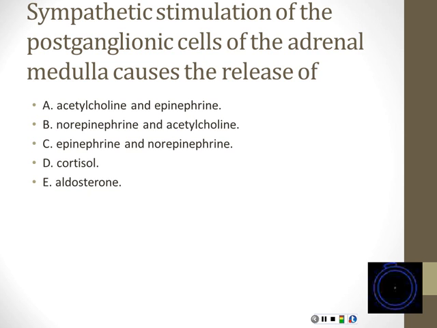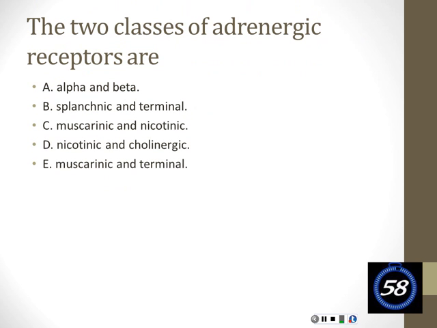So what are they talking about? What they're talking about is for the adrenal gland, instead of having postganglionic neurons, we have a postganglionic gland. So sympathetic stimulation of the adrenal gland, which is postganglionic, causes the release of epinephrine and norepinephrine into the bloodstream. Instead of into a synapse, it releases it into the whole body, so it has a very widespread effect.